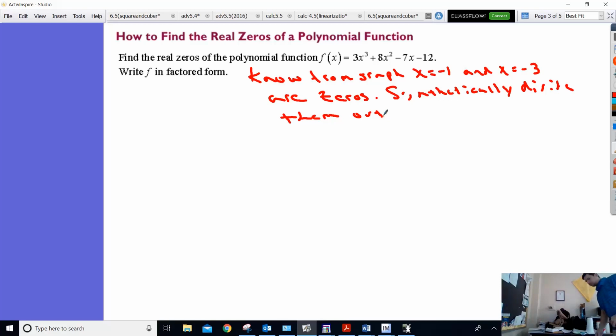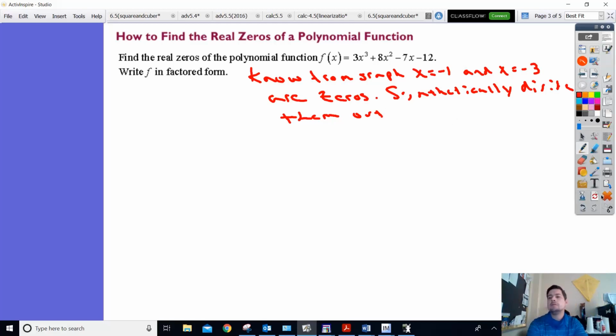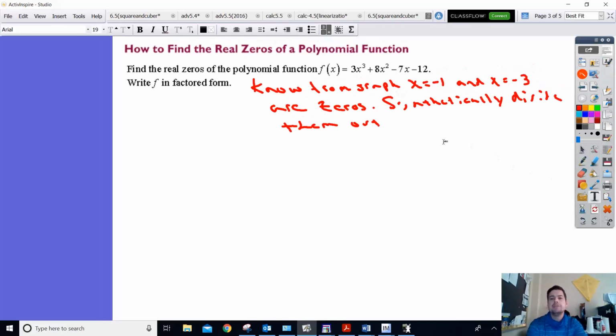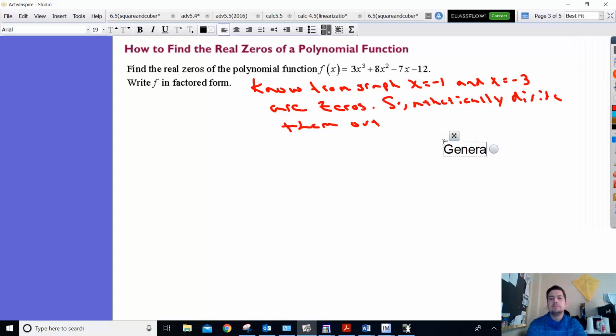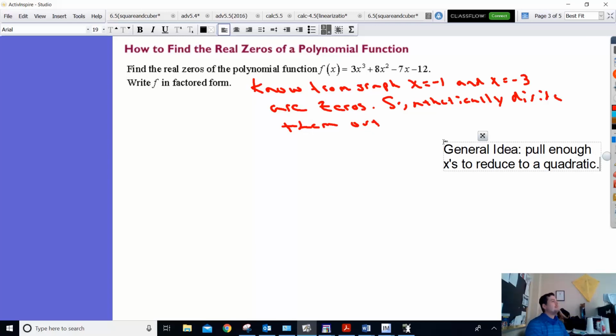And the truth is, we're only going to divide one of them. Let me write that down in your notes. This is kind of a general idea. We're going to pull enough x's to reduce to a quadratic. That's an x cubed. How many x's do I need to pull out of it to reduce it to a quadratic? Just one. Do you guys want to synthetically divide out the -3 or the -1? It's fine with me. Okay.